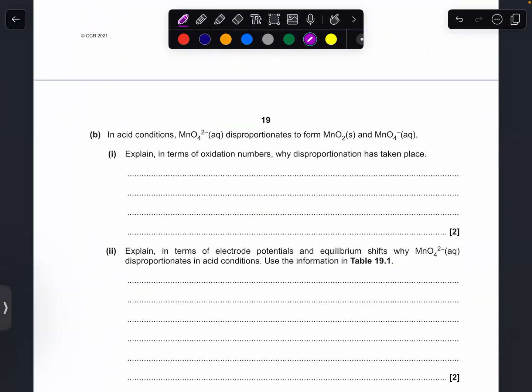In acid conditions, MnO4 2- disproportionates to form MnO2 and MnO4-. Explain in terms of oxidation number why disproportionation has taken place. You see what's happening here. Manganese has a +6 oxidation number, and it goes to +4 in MnO2, and it goes to +7 in MnO4-. How do we know that? We look at the oxygens. -2, -2, -2, -2, and then you've got the overall charge of 2-. This is a neutral compound, so it's just -2, -2. This is an ion, and you've got 4 oxygens. +7 - 8 gives you -1 here.